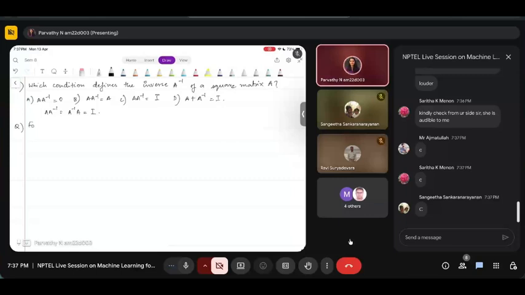For V is equal to 3, 4, what is the L2 norm of V?